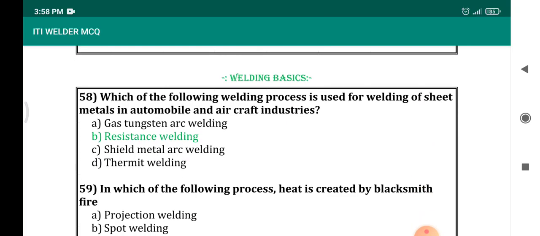Which of the following welding processes is used for welding sheet metal in the automobile and aircraft industry? Mainly in the automobile industry, we use resistance type welding. In the aircraft industry as well, we use resistance type welding.